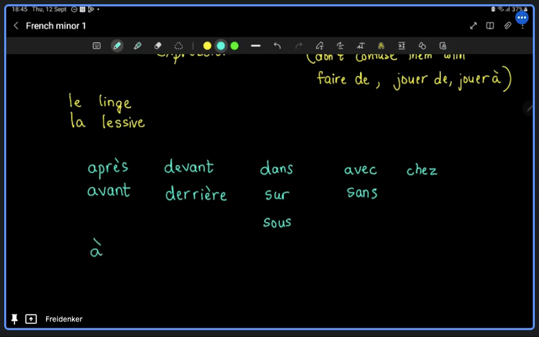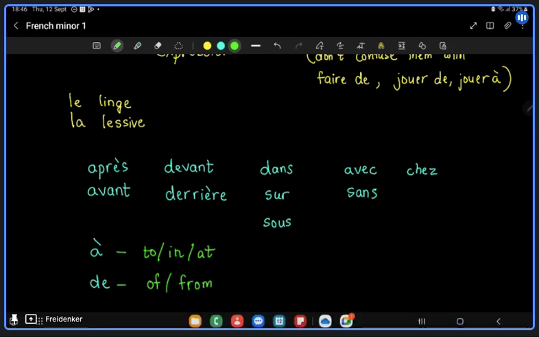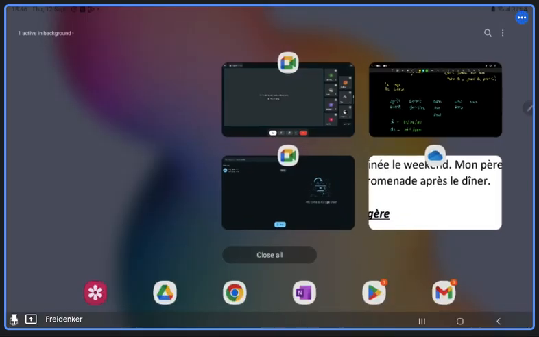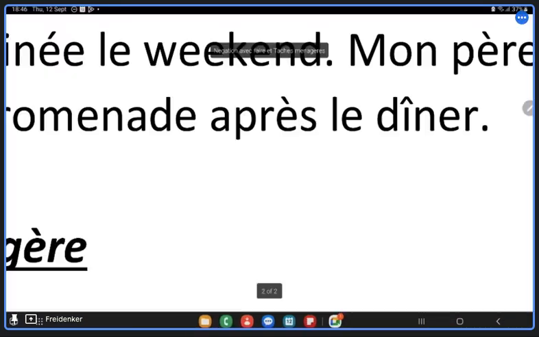And à has many meanings. À could be to, or in, or it could also mean at. And de has two popular meanings. It means either of or from. You can't directly use these two words. You'll have to know when to use them. We'll see. These are some prepositions. So après le dîner is after dinner.